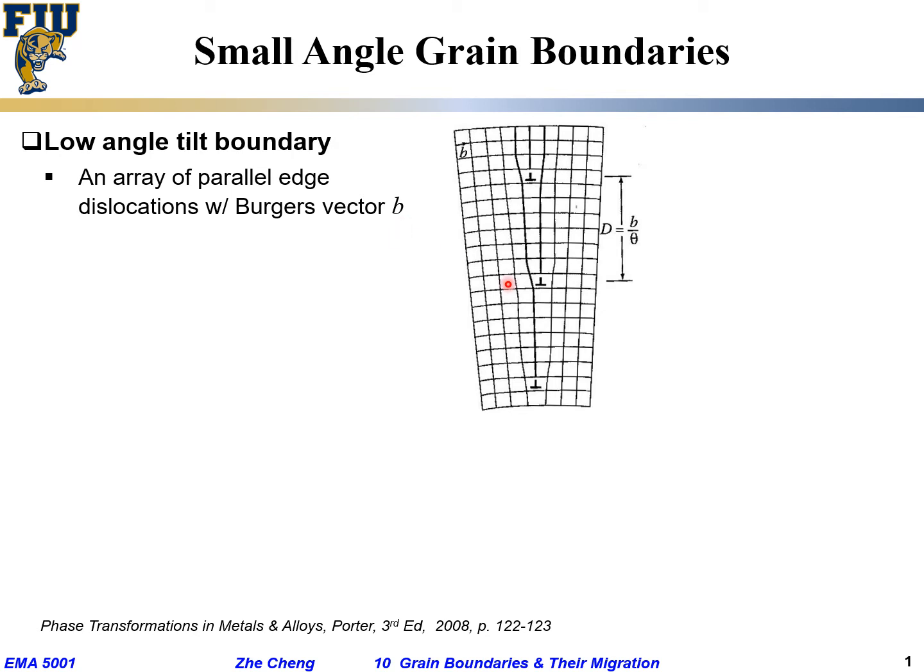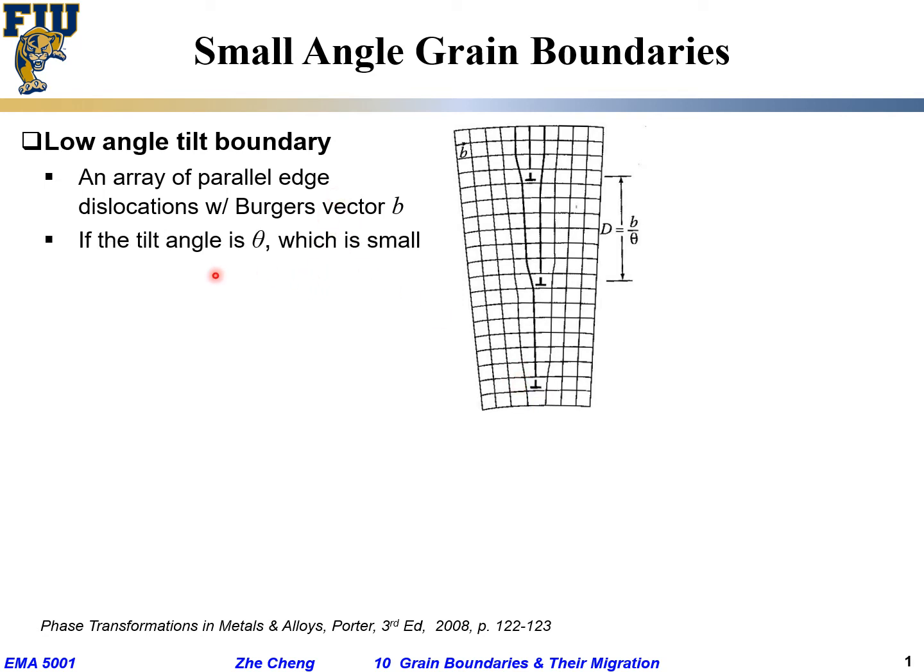And this so-called grain boundary, a low angle, as you see from left side versus right side, is a tilting, but only for a small angle, 5 to 10 degrees or 15 degrees. Not a large angle. And for these, we can view them as an array, a group of aligned parallel edge dislocations.